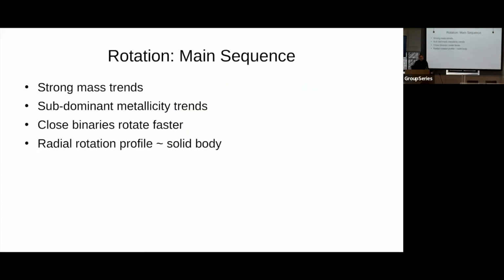So we argue that on the main sequence, we see strong mass trends, we see subdominant metallicity trends, but binarity can be important, with close binaries generally rotating faster. The radial rotation profile is relatively simple, and assuming a solid body is not a terrible idea. I'm going to again pause for 30 seconds and check for questions.